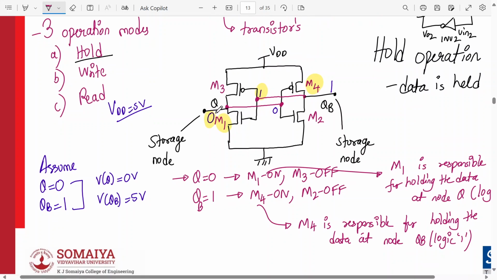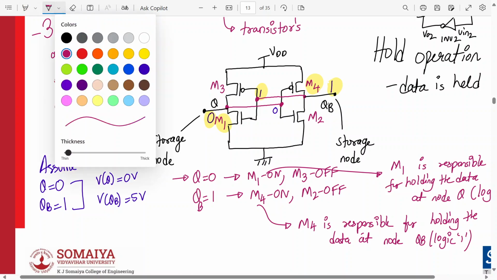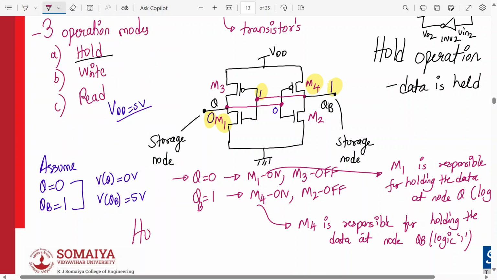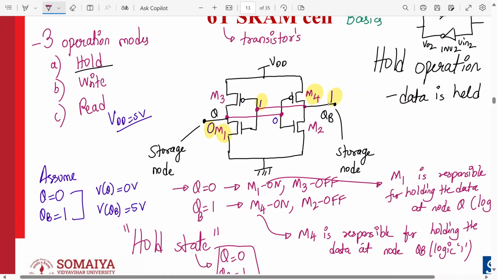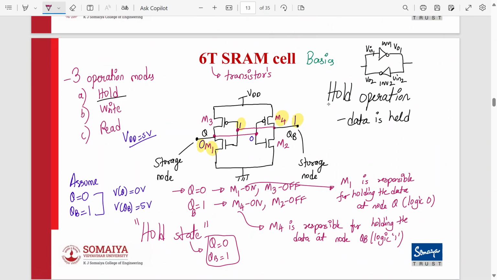Tell me. At storage node Q we have 0 stored and at QB, 1 stored. Can this data ever change without any external interference? So that's why we call it a hold state. Yes or no? So the data is held in this memory cell. Q will remain 0. Voltage at node Q will be 0 and voltage at node QB will be logic 1 throughout. So this is the hold state. We keep on holding the same data throughout. Understood the working in the hold state, everyone?